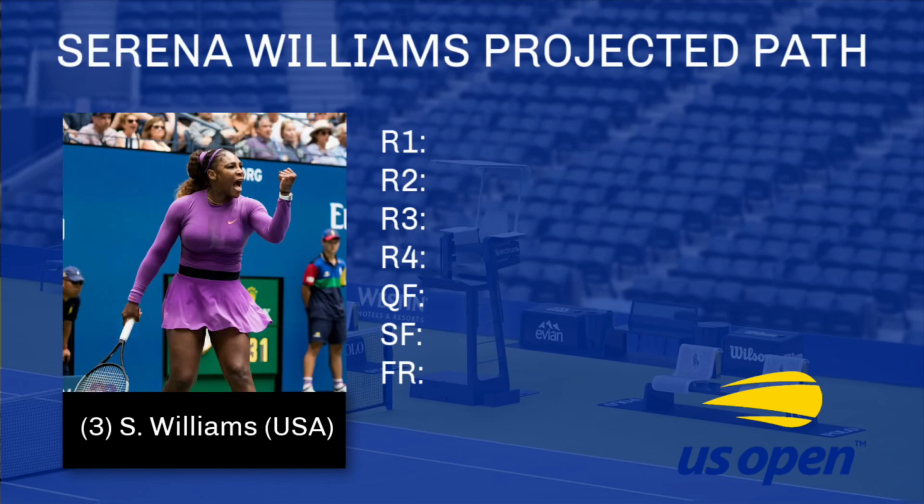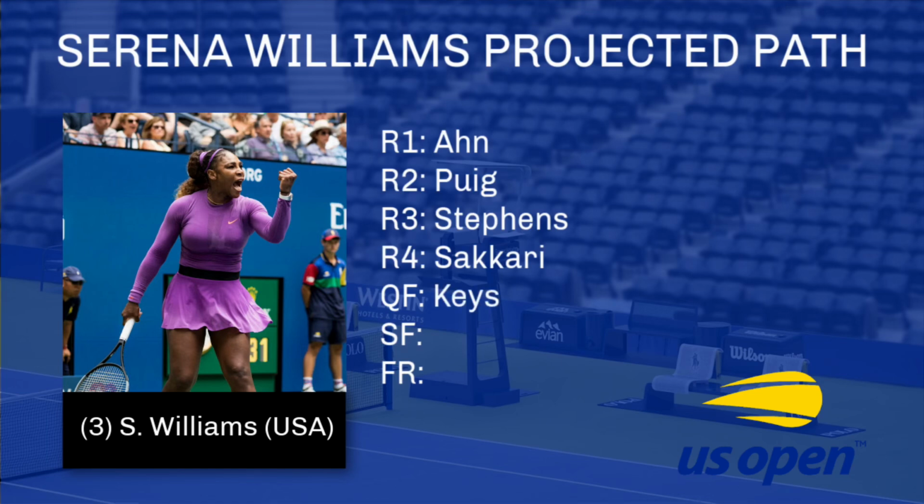6-time champion Serena begins her campaign against fellow American Christy Ahn, possibly followed by Rio gold medalist Monica Puig. 2017 champ Sloane Stephens is Serena's first projected seed, and Maria Sakkari is her second. In the quarterfinals, Williams could meet Madison Keys, and in the semis another American, Sofia Kenin. Lastly, in the final match, Pliskova and Osaka are possible opponents.